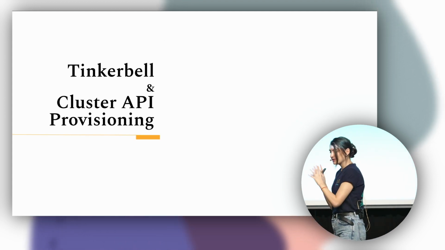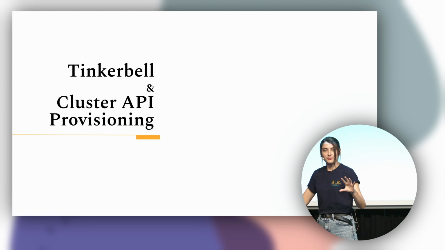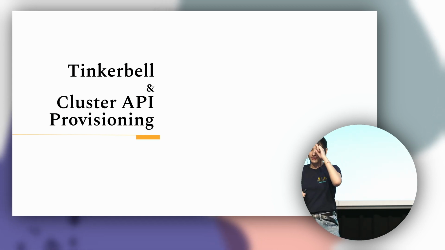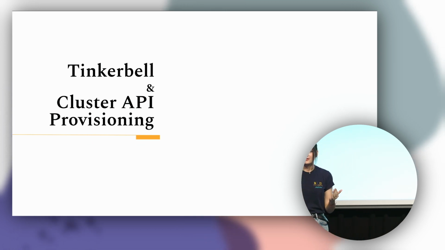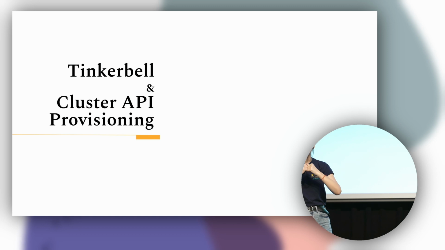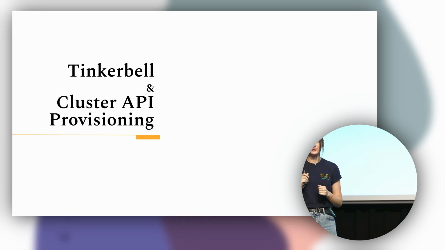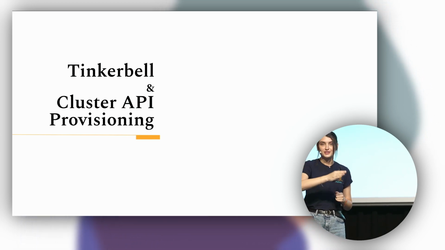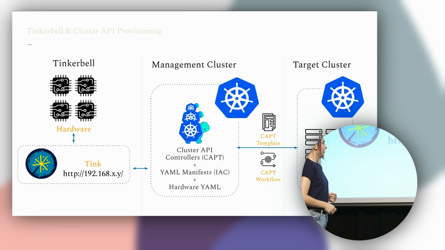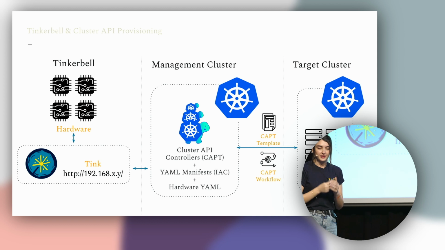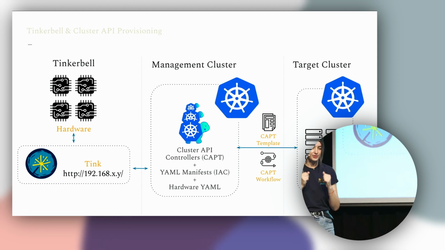Now, with Tinkerbell, we can provision simple bare metal. However, what happens if we want to provision a bare metal machine that's going to be a Kubernetes node? Well, in this case, we have this collaboration between ClusterAPI and Tinkerbell. And this results in CAPT, which is the ClusterAPI provider for Tinkerbell. You're going to hear that quite a bit. So let's see how these tools work together. How can we provision Kubernetes on bare metal?